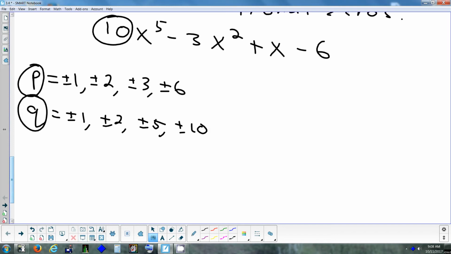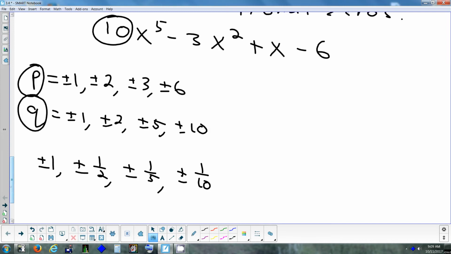So I could have 1 over 1. I could have 1 over 2. I could have 1 over 5. And I could have 1 over 10. Again, these aren't all roots. It's just a list of places you're going to graph and we're going to investigate and narrow it down.